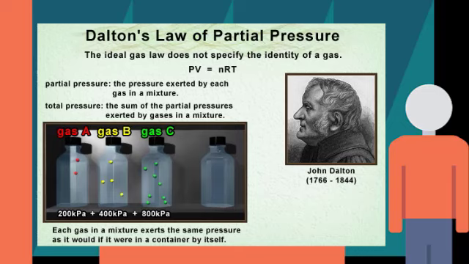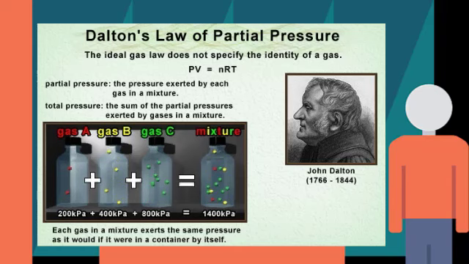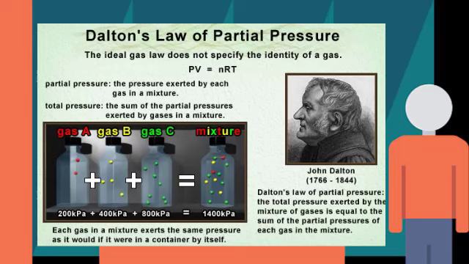For example, the partial pressure of gas A, gas B, and gas C can be added together to find the total pressure of the mixture, in this case 1400 kilopascals. This discovery is known as Dalton's law of partial pressure, which states that the total pressure exerted by a mixture of gases is equal to the sum of the partial pressures of each gas in the mixture. This is expressed mathematically as P subscript total equals P subscript A plus P subscript B plus P subscript C, and so on.